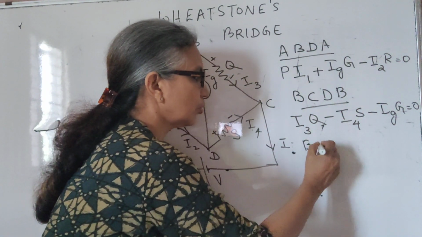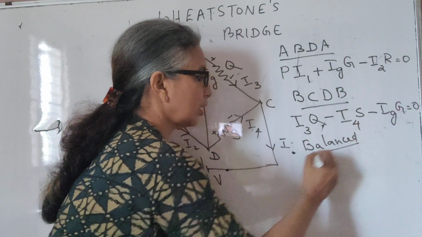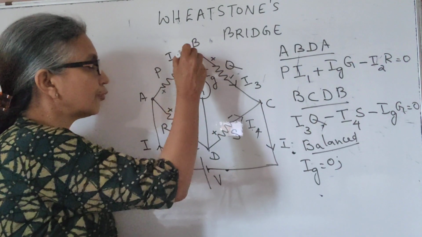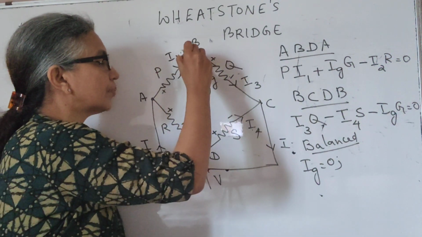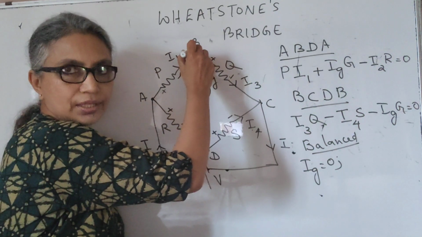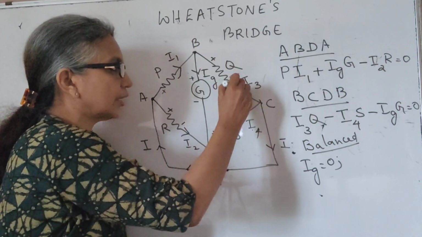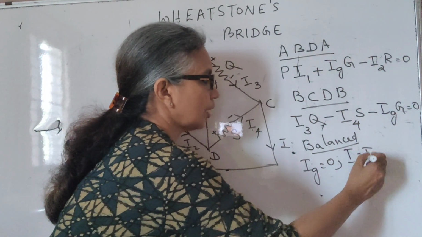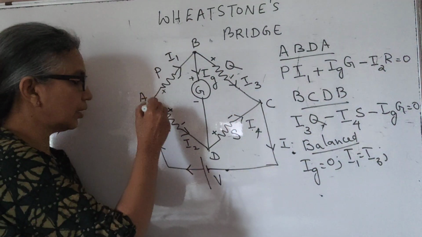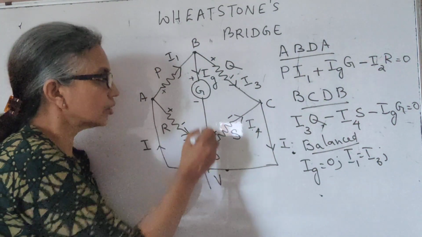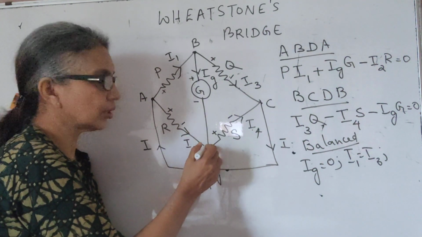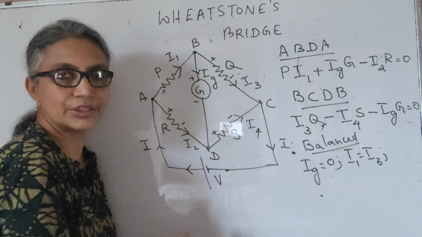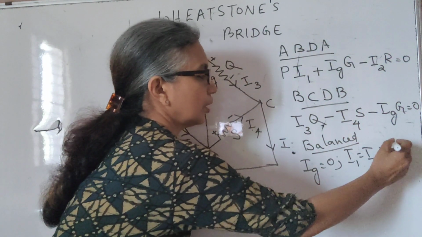So under balance condition, what will happen is, you will have Ig, that is the current through the galvanometer, equal to 0. Also, if this Ig is 0, then naturally I1 must be equal to I3, because current entering the junction is I1, and what is leaving is Ig plus I3. If Ig is 0, naturally I1 should become equal to I3. Also, here current entering the junction was I2. Here Ig is also entering the junction and leaving is I4. So that means I2 plus Ig was equal to I4, and Ig is 0. So we have I2 equal to I4.